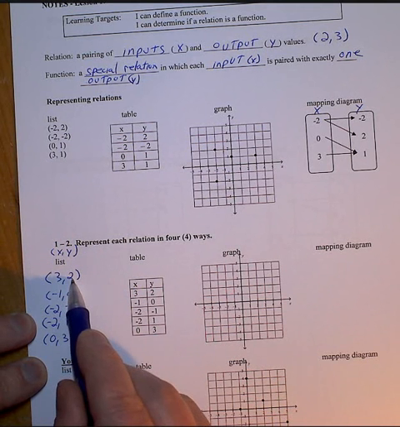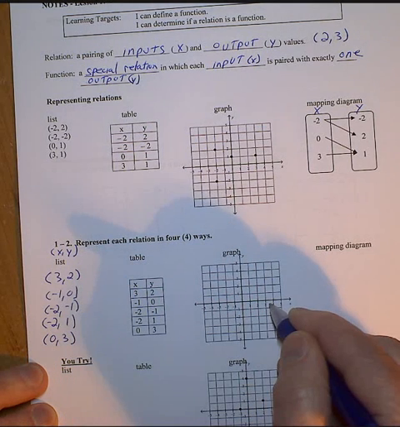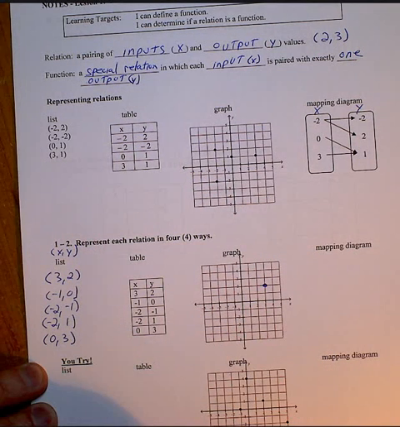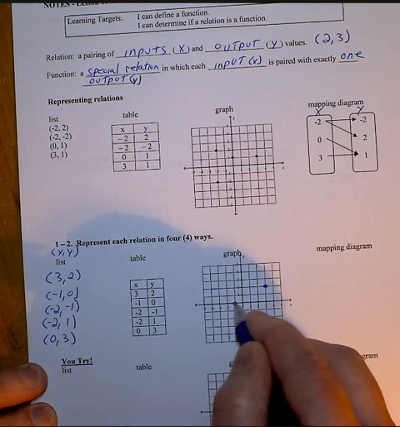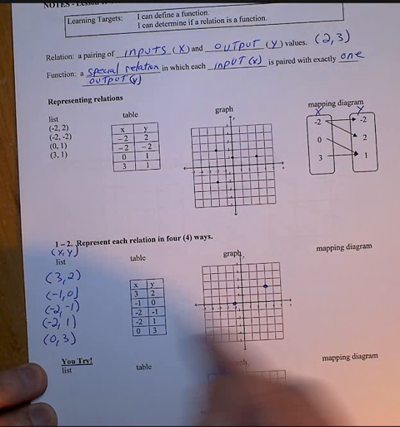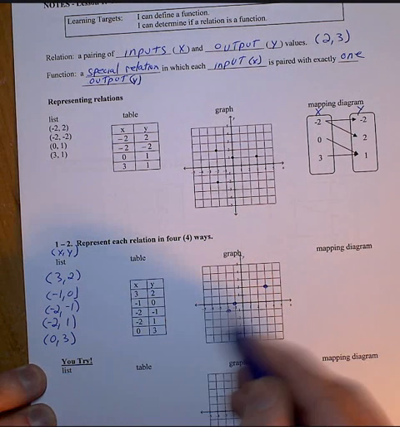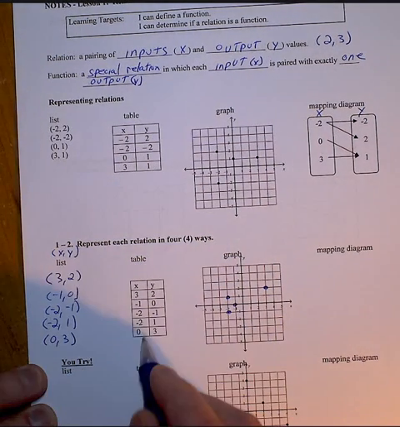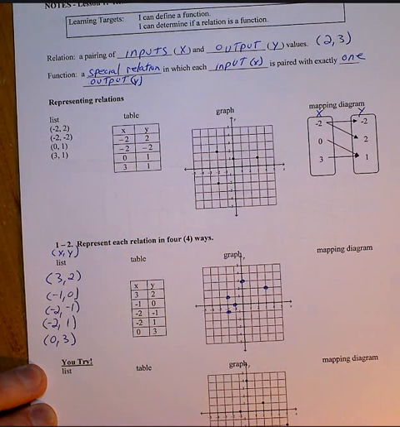When x is 3, y is 2. It's an ordered pair. I can graph it also. So when x is 3, I look at 3, and I go up to 2 for y. When x is -1, y is 0. X is -2, y is -1. When x is -2, y is also 1. When x is 0, y is 3. So that's a graph. I'm just going to plot all those ordered pairs.